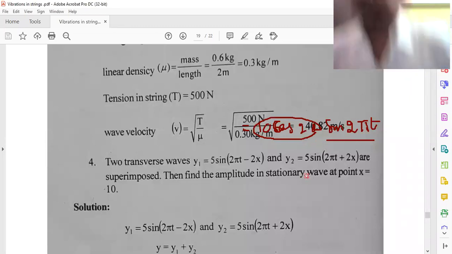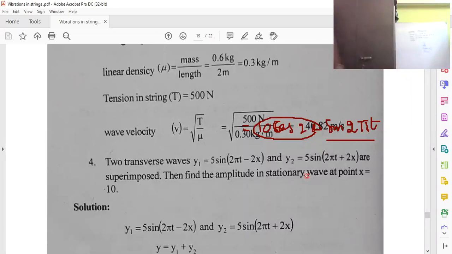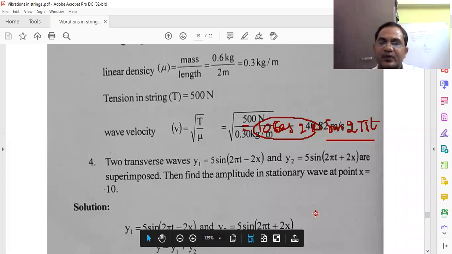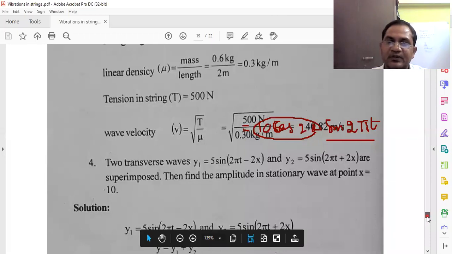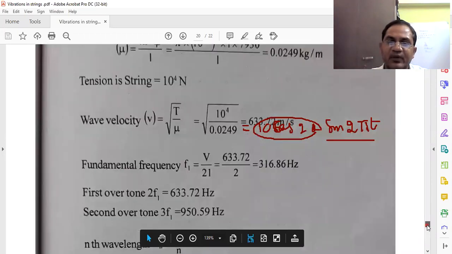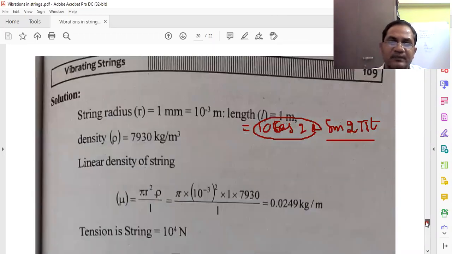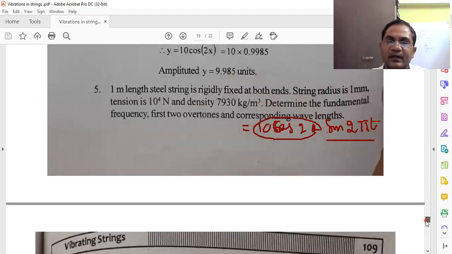Wait for 1 minute. So here we are calculating the amplitude in the stationary wave at the point x equal to 10. There we are changing that value into degrees. That's all. So that is one problem.